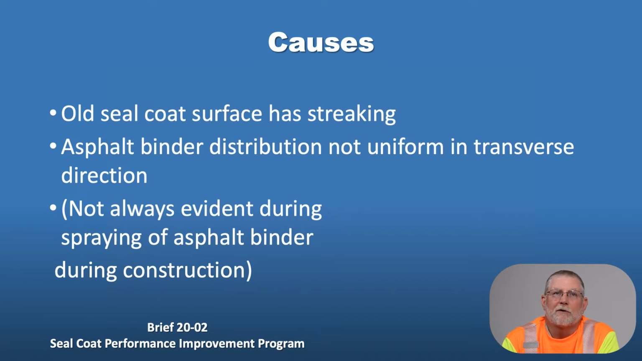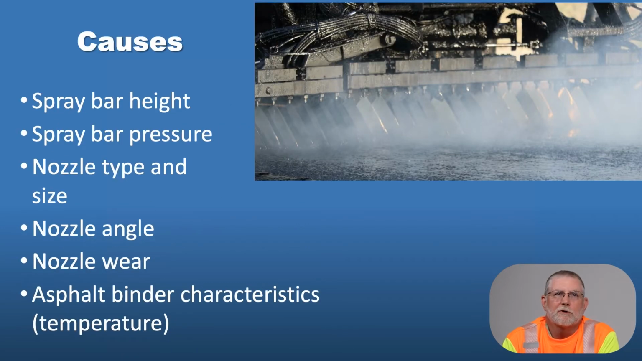Also, we have an asphalt binder distribution not uniform in a transverse direction. It's not always evident during spraying of asphalt binder during the construction. Some of the causes: spray bar height. You want to have a triple overlap. And if the bar is lower, then you're not going to get that triple overlap, and it's going to cause this streaking effect.